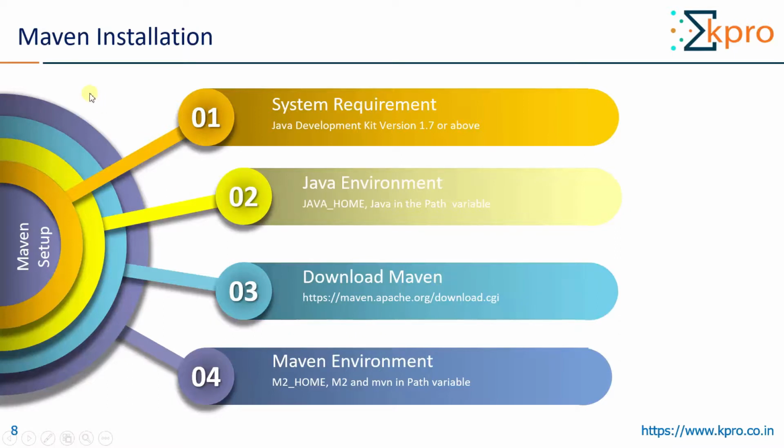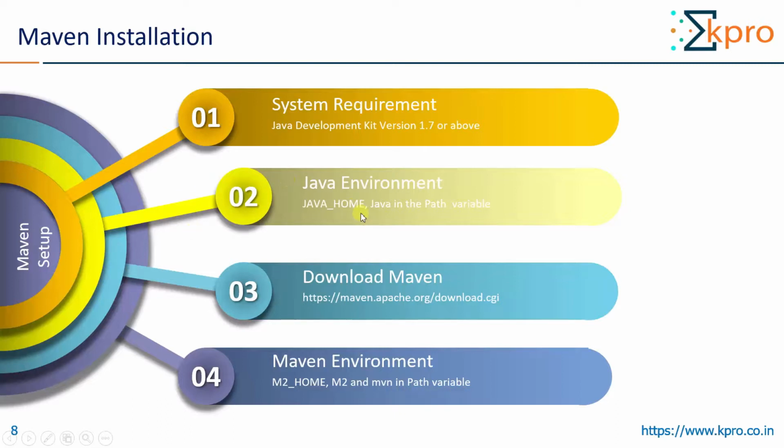So these are the Maven installation steps. We need to check the system requirement. As part of this, we will require JDK 1.7 or above, Java environment variable, JAVA_HOME, and the Java should be available in the path. Then we will have to download Maven, and we will be configuring Maven environment variables like M2_HOME, M2 and Maven in path variable.